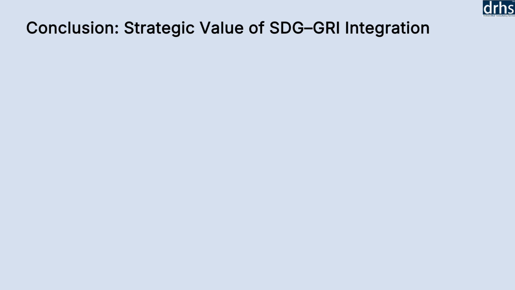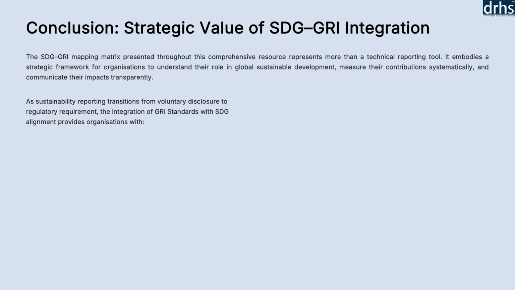Slide 13. Conclusion. Strategic value of SDG GRI integration. The integration of the Sustainable Development Goals, SDGs, with the GRI standards represents far more than a technical reporting exercise. It constitutes a strategic framework for embedding sustainability into core business decision-making. The SDG, GRI Mapping Matrix enables organizations to translate global development priorities into structured, measurable, and verifiable disclosures, strengthening the link between corporate performance and societal outcomes.